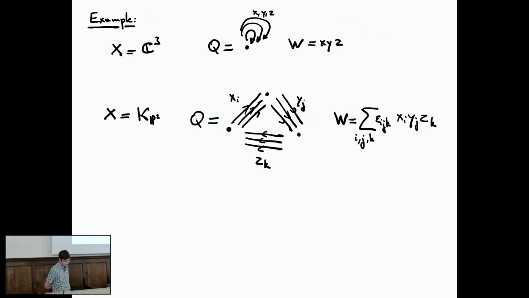Here is a famous example: if X is just C^3, maybe the simplest possible toric Calabi-Yau 3-fold, then this category of coherent sheaves on X is equivalent to the category of the quiver with potential, where Q is a quiver consisting of a single vertex with 3 loops x, y, z, and the potential is W = xyz.